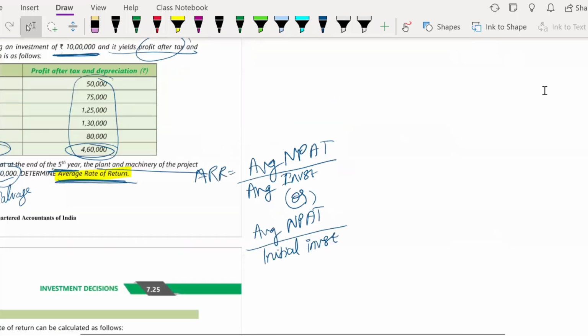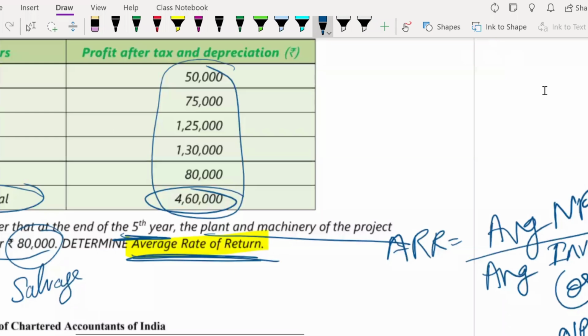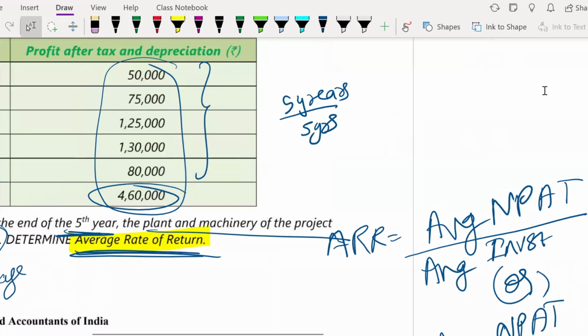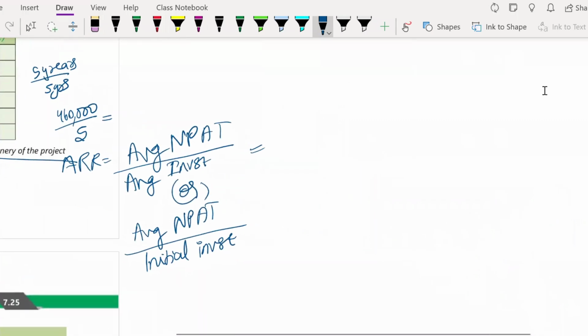Yes. So here what you do, average net profit after tax. How do you do it? You take all the 5 years net profit and divide it by 5 years. The total of 5 years net profit after tax is 4,60,000. Total of 5 years profit divided by 5 years. So every year, how much do you get? 4,60,000 divided by 5. 92,000 will be your average NPAT.